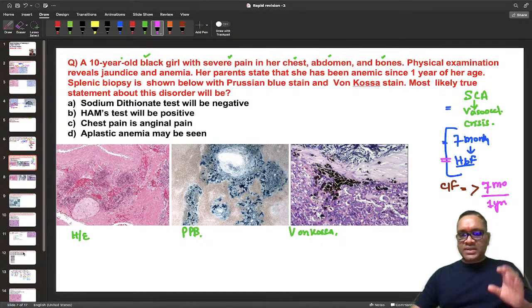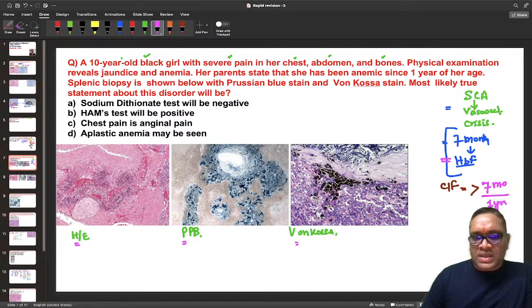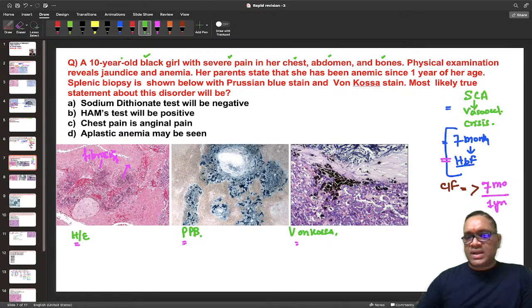Now you can see the HE section, the Prussian blue and the von Kossa. In the HE section there are dark colored areas and a lot of fibrosis. The dark areas are amorphous basophilic material, which can be calcium, and that is confirmed by the von Kossa stain, which shows calcium. The Perls' Prussian blue stain shows iron. And these are areas showing the fibrous tissue of the spleen.